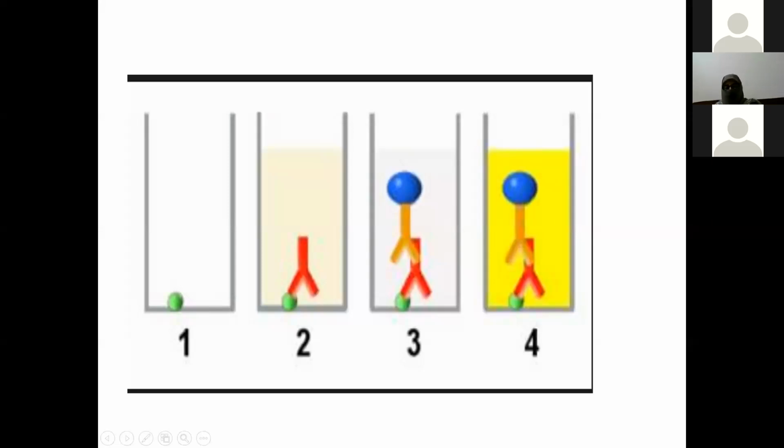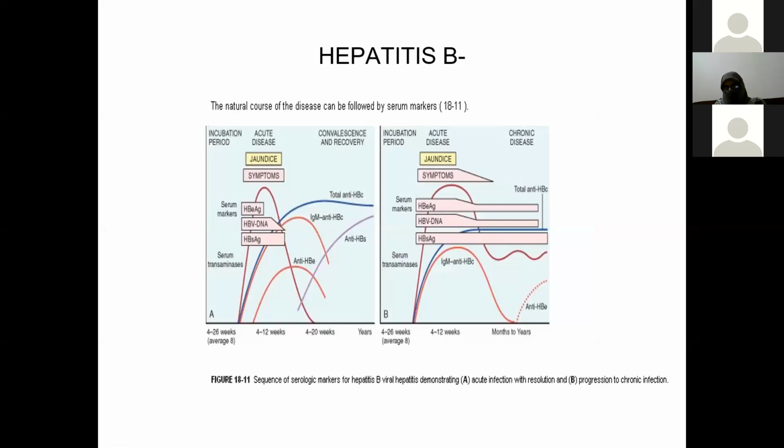Okay, so this is the most difficult part of the lecture, to understand these two graphs. What is the difference between figure A and figure B? Figure A is acute infection with resolution, and figure B is progression to chronic infection. I again repeat, this figure is taken from Robbins. There is no problem, you can find it there, but understanding is really difficult, so please concentrate. This is the most difficult part of the lecture. So what is happening in figure A? It is an acute infection with resolution, the patient is getting out of infection.